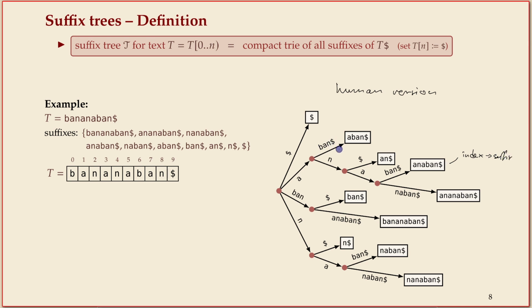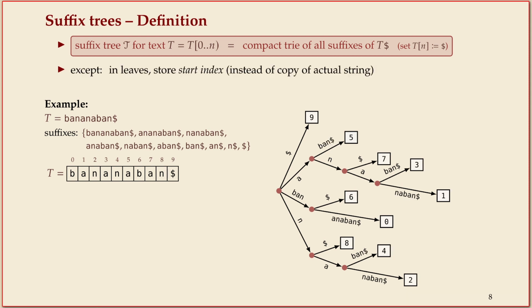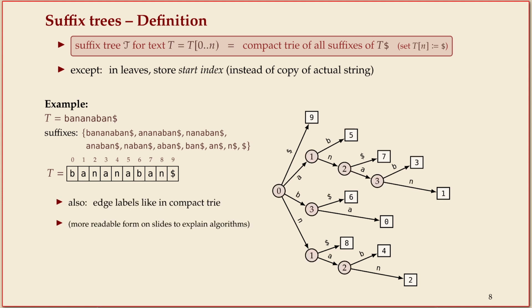And on the edges, I write down the entire string that they represent. Remember, this is a compact trie. There's only one string that they represent, but it would normally not be stored explicitly. We would just store the first character. But to make it nicer to read and reason about, we'll have the entire edge labels. What's actually stored is this.